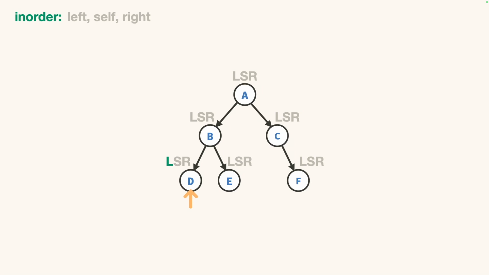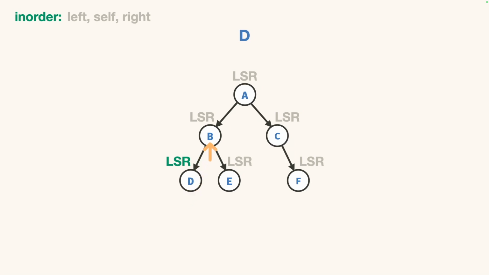Now it's ready to actually process itself. That's what the S stands for, right? Self. And so I just add D into my output, like so. Now that D handled itself, what it wants to do is process its right children, but it has no right children. So the R step is automatically done. At this point, D is done with all three steps, so I'm going to return back to its parent.